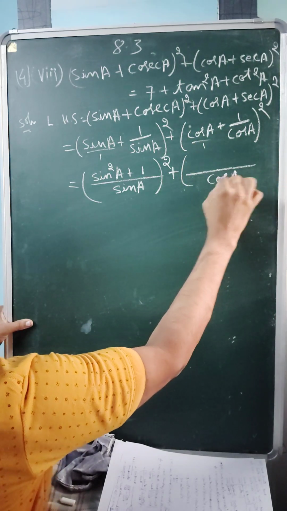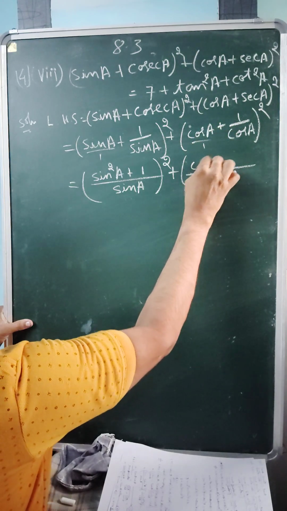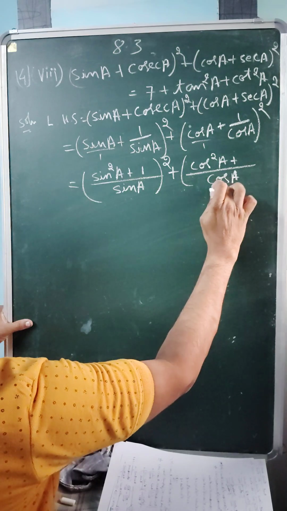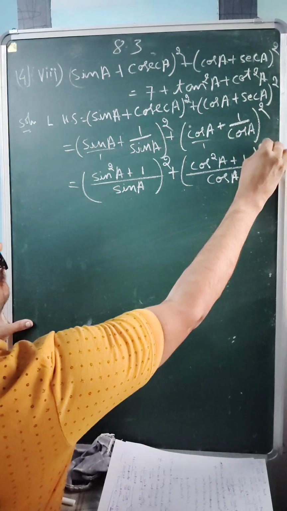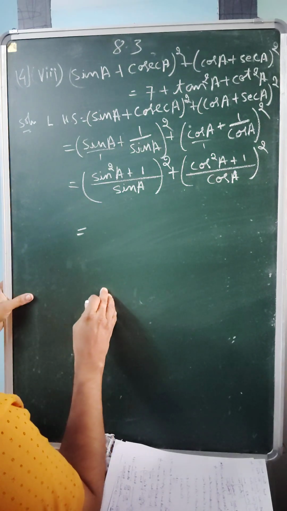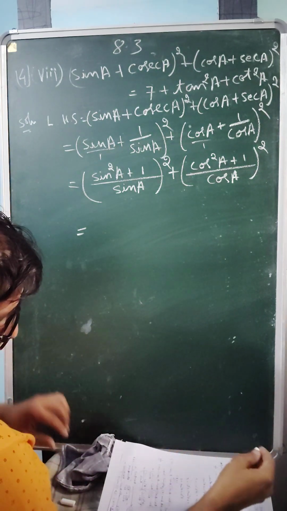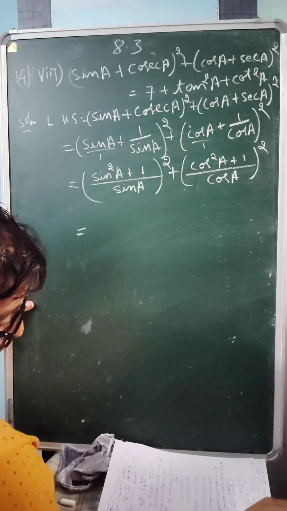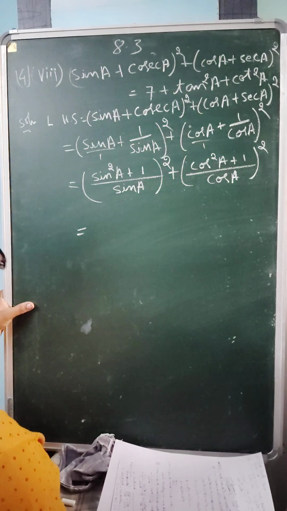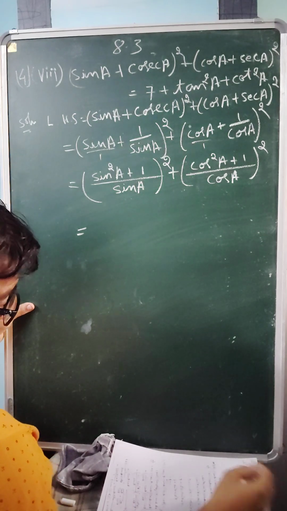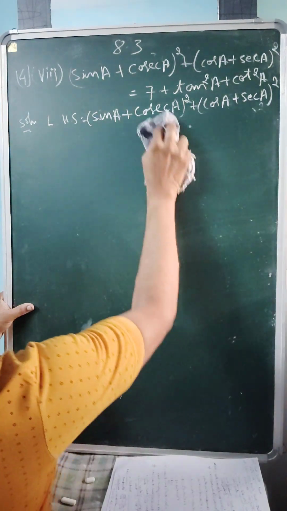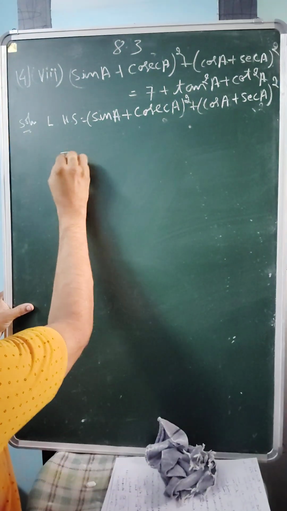1 into cos A is equal to cos A into cos A, cos A is cos square A, plus 1 plus cos A, 1 into 1, 1 whole square is equal to... sorry, instead of this I'll take this one and simplify this one.